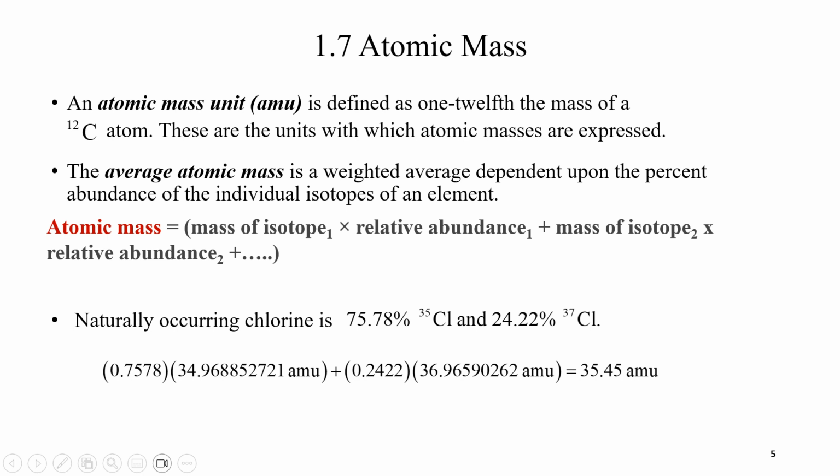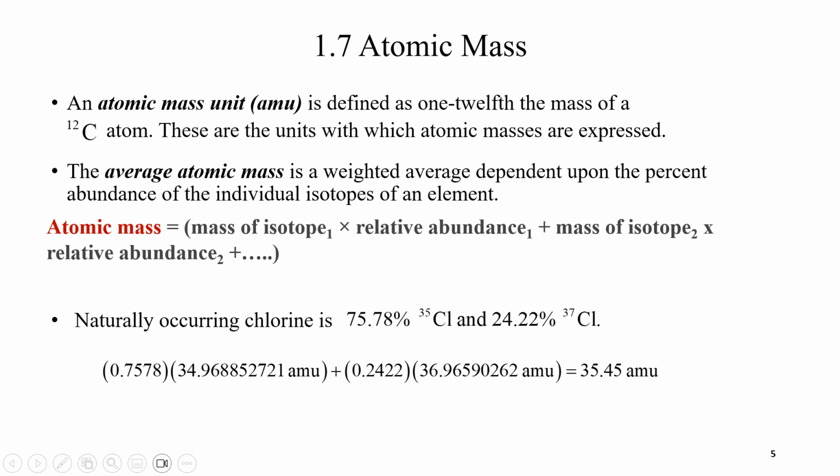So let's use this formula to determine the average atomic mass for chlorine. The first thing we need to do is take these percent abundances and divide both of them by 100 to convert them to relative abundance. 75.78 divided by 100 gives me 0.7578. Now that I have relative abundance, I can multiply that by 35, or 34.9688 AMU. This is the mass of my first isotope multiplied by its relative abundance.